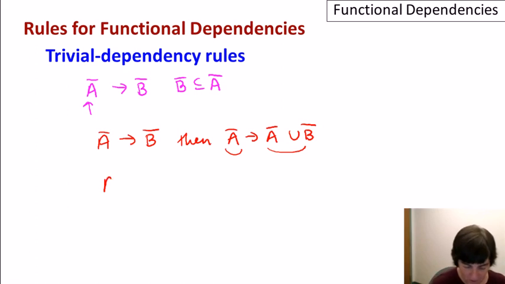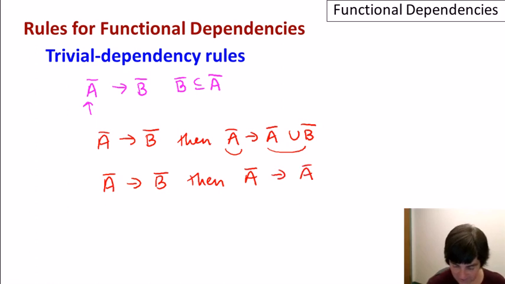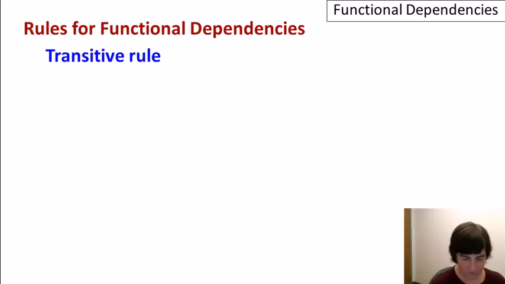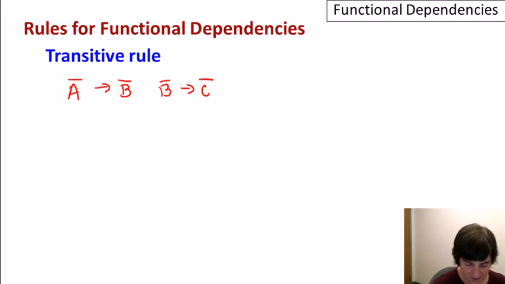Sort of as a converse, we can also say that if A determines B, then A determines A intersect B. Actually, this one is also implied by the splitting rule. So we have two different rules in this case that are doing the same thing. And finally, the transitive rule, which is the one we alluded to earlier. It says if we have A determines B and B determines C, then we have A determines C.